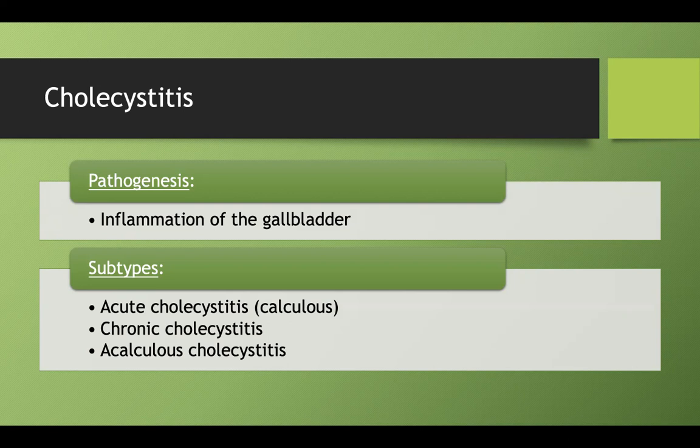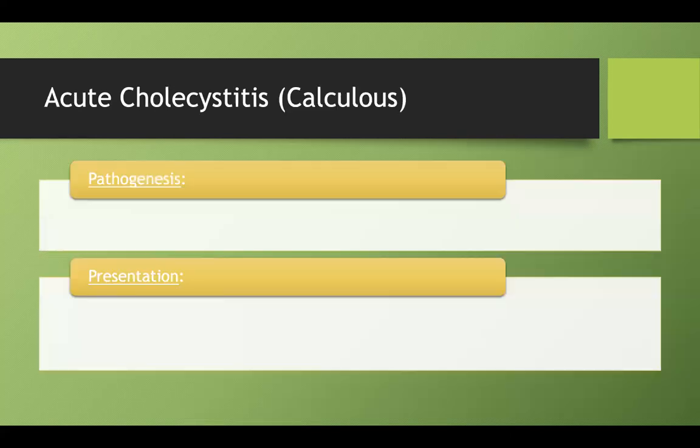This is usually caused by really critically ill people who have gallbladder stasis, and that gallbladder stasis can eventually lead to inflammation in that gallbladder. And we'll talk about each of these three subtypes. I first want to start with the gallstone-related subtype.